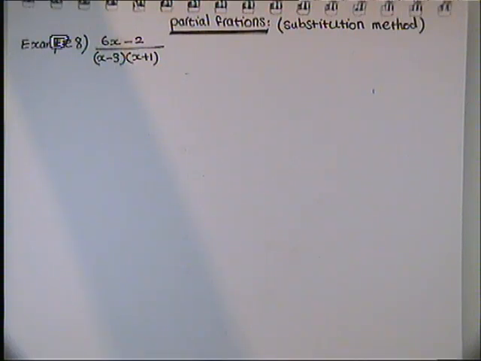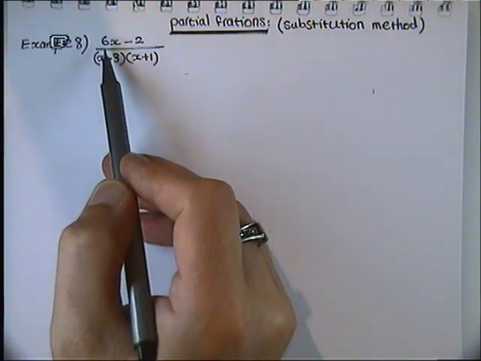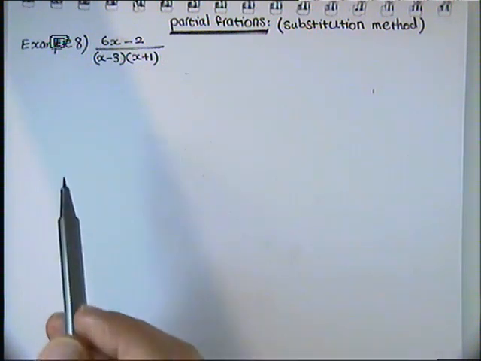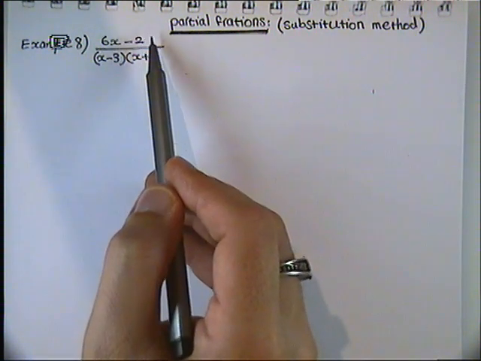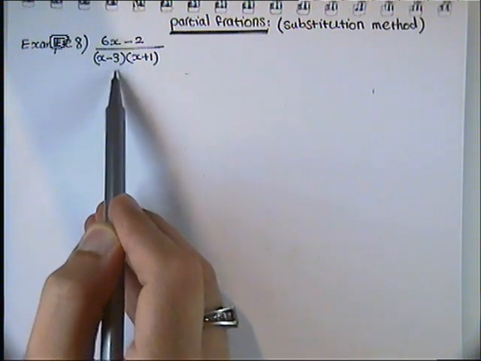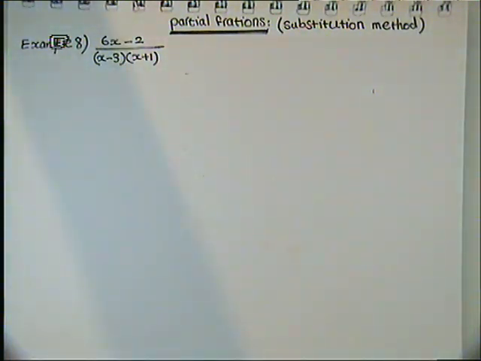In this video, I will go through section 1.3 of chapter 1 of Pure Mathematics 2, which is partial fractions. What do we mean by partial fractions? For example, we've got a fraction (6x - 2) over (x - 3)(x + 1). If we can split this fraction into two fractions because it's got two factors, we call those fractions partial fractions.